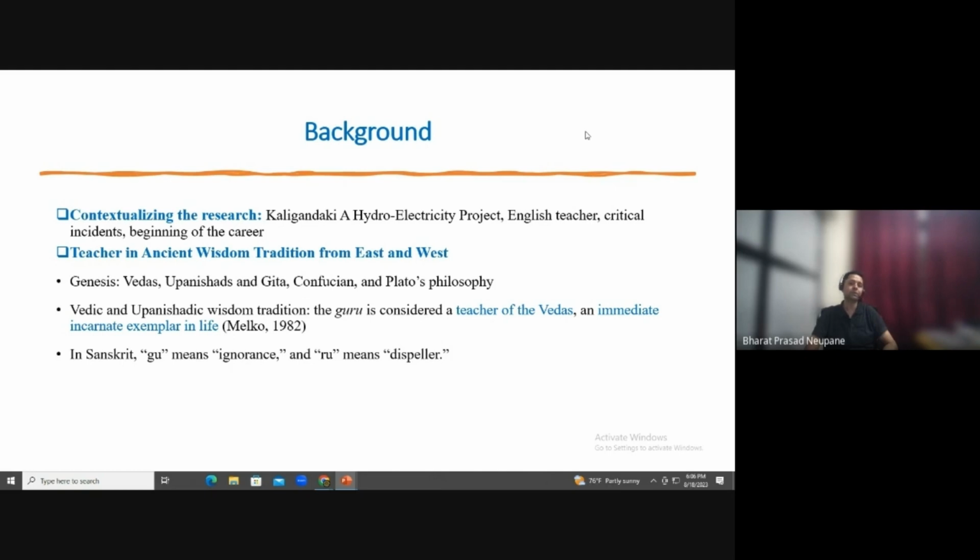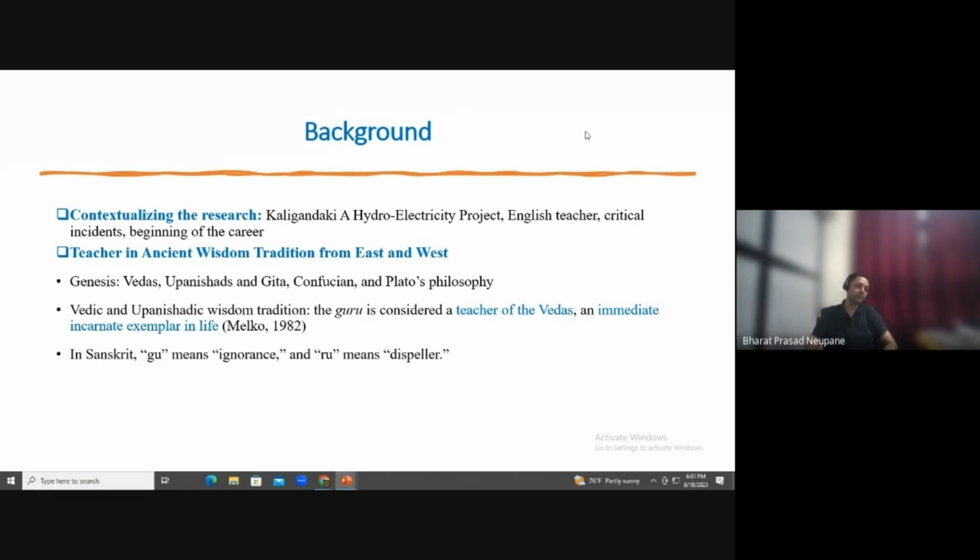Then I started exploring the ancient wisdom traditions from East and West. Particularly from the East, I explored the Vedas, Upanishads, and Gita, and Confucian philosophy. And from the West, Plato's Socrates, and from Gramsci to Foucault and much other literature to explore teacher identity. Even though these ancient philosophies and literature do not have the concept of teacher identity, they have talked about the notion of guru and teachers.